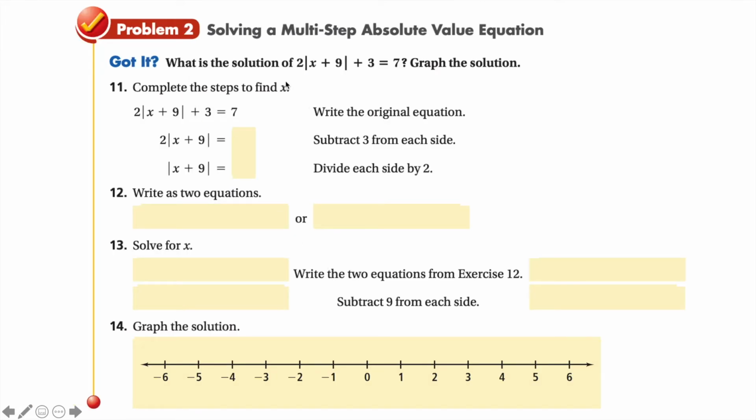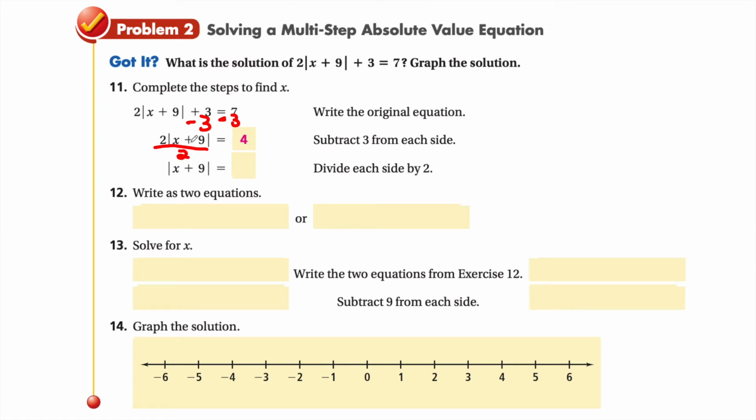What is the solution? 2 times the absolute value of x plus 9, plus 3 equals 7. We need to graph the solution. Well, in order for us to go about solving this, we need to make sure we have the absolute values by themselves in order for us to actually set them equal to the negative counterpart. I'm going to subtract the 3 from both sides, like it says over here. If you subtract 3 from 7, you'll get 4. We then have to divide it all out by 2.